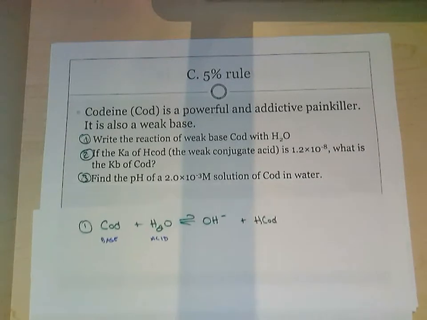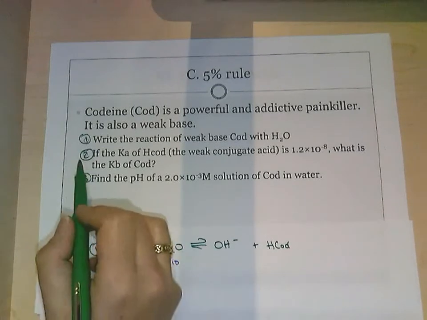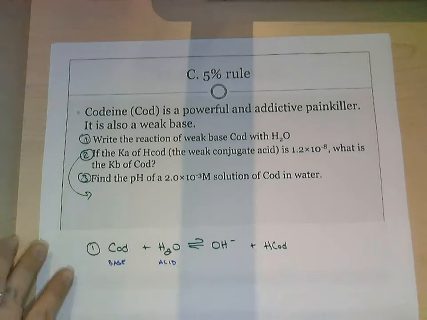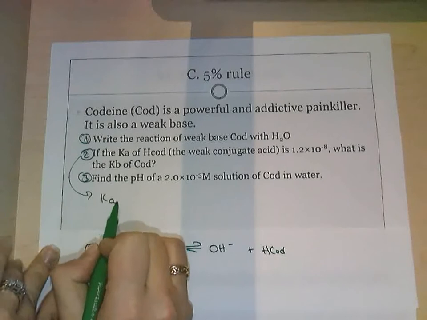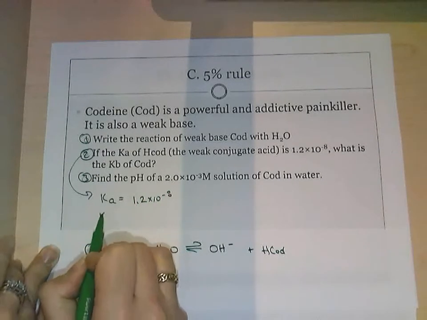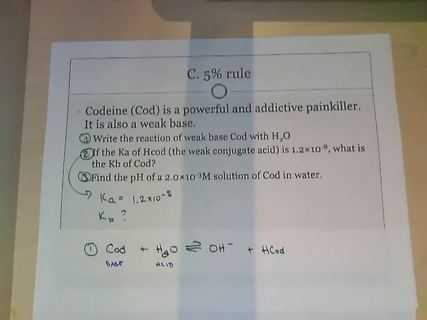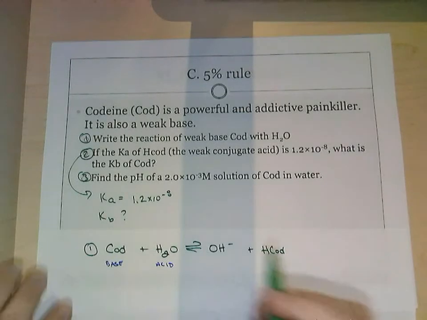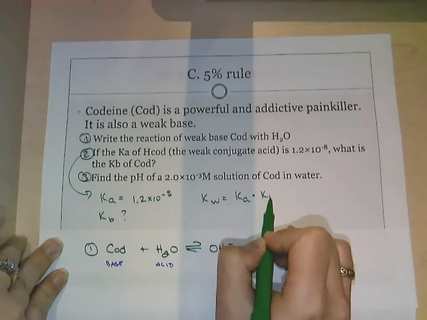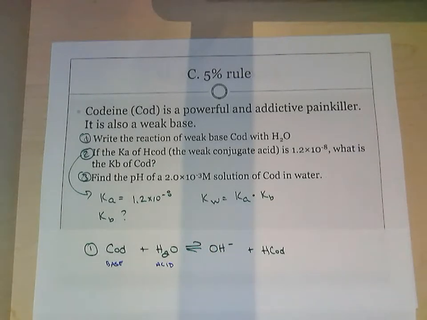I'm going to do part 2 right here. It doesn't matter, as long as you keep track of which one's which. All right, if I know the acid equilibrium constant, how do I find the base equilibrium constant? How are they related? Through Kw. So Kw equals Ka times Kb. If it was pKs, then they would be added.